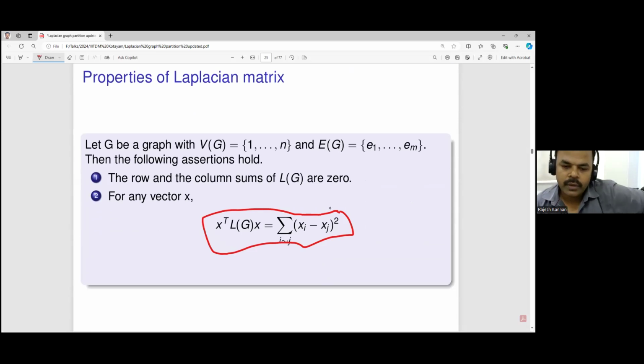So I think most of you know the meaning of a quadratic form. I don't have to define what a quadratic form is. L of G is an n by n matrix. So X is a 1 by n vector or n by 1 vector. Here I'm using X transpose. So X transpose L of G into X gives me a number.